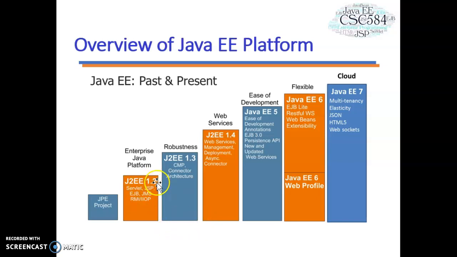As you can see, previously it was named J2EE, and somewhere in this period it dropped the 2 and became only Java EE. And then these are the changes until now, it's using Java EE 7, which supports the cloud, and these are the features that were updated in Java EE 7.